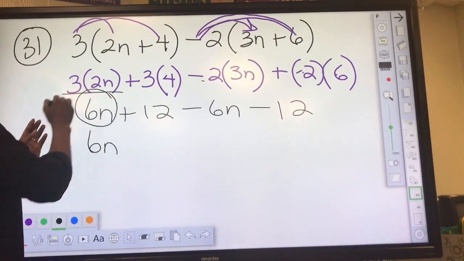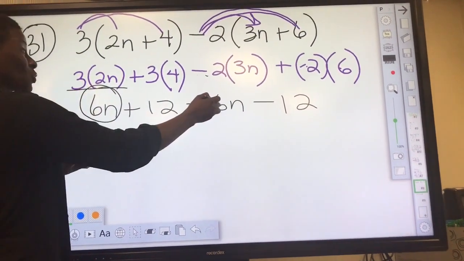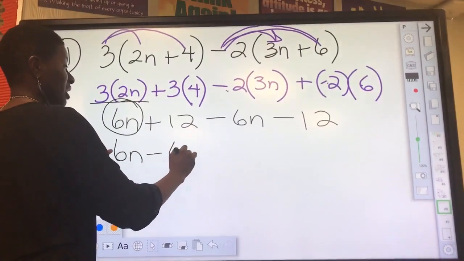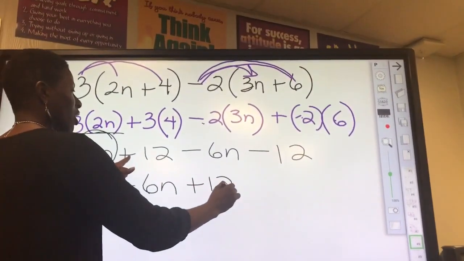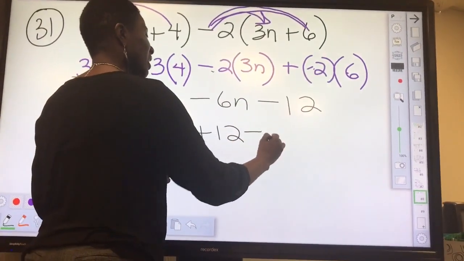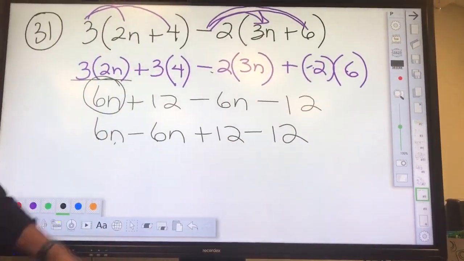So this is 6n, positive 6n. This is what? Negative 6n. See how I wrote that? This is what? Positive 12. And this is what? Negative 12. Exactly. You just write them out.